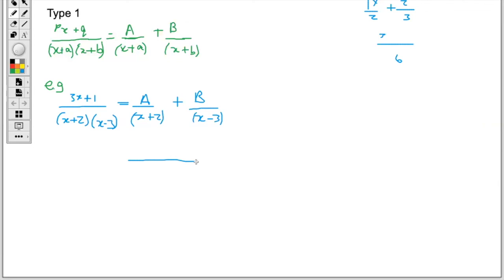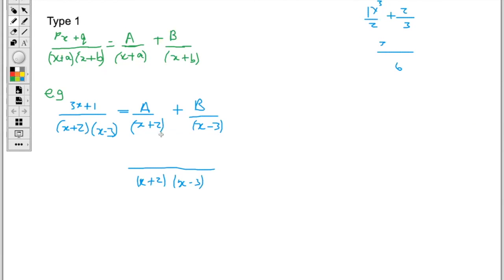The LCM will be the two brackets we have here, which is x plus 2 and x minus 3. So let me write the x plus 2 and the x minus 3. Now we're going to say x plus 2 into the denominator. The two x plus 2 cancel, so we multiply the numerator a by x minus 3. We're not going to expand out the bracket, we're just going to write a times x minus 3.